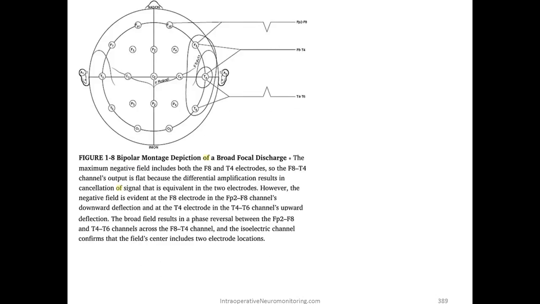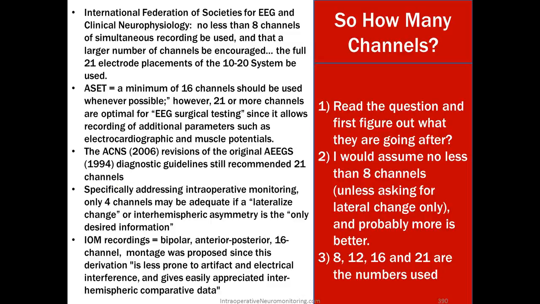Bipolar montage depiction of a broad focal discharge. The maximum negative field includes both the F8 and T4 electrodes, so the F8-T4 channel output is flat because the differential amplification results in cancellation of signal that is equivalent in the two electrodes. However, the negative field is evident at the F8 electrode in the FP2 to F8 channel, downward deflection, and the T4 electrode in the T4 to T6 channel, upward deflection. The broad field results in a phase reversal between the FP2-F8 and the T4-T6 channels across the F8-T4 channel. And the isoelectric channel confirms that the field center includes two electrode locations.